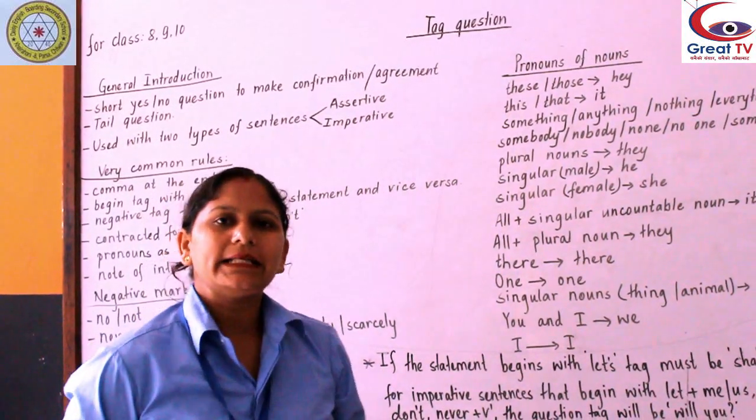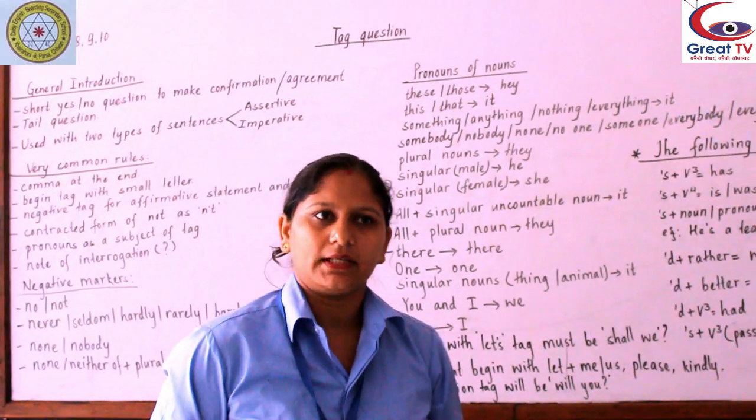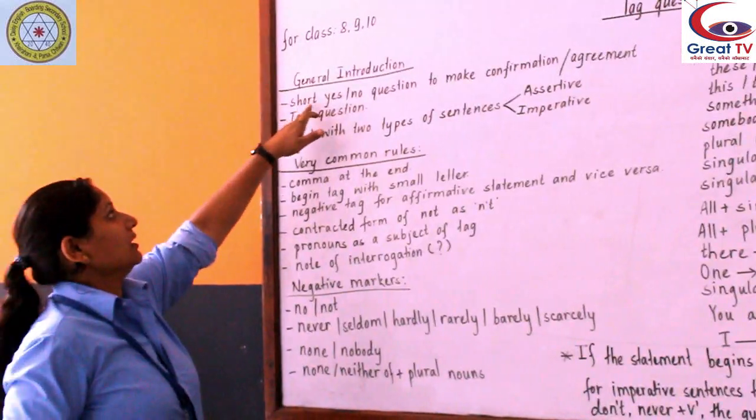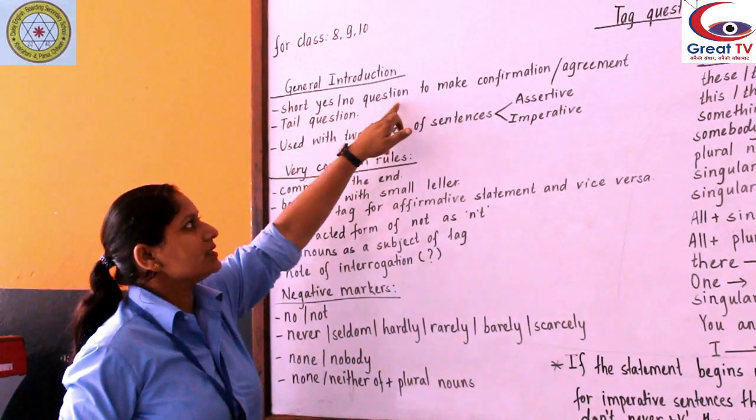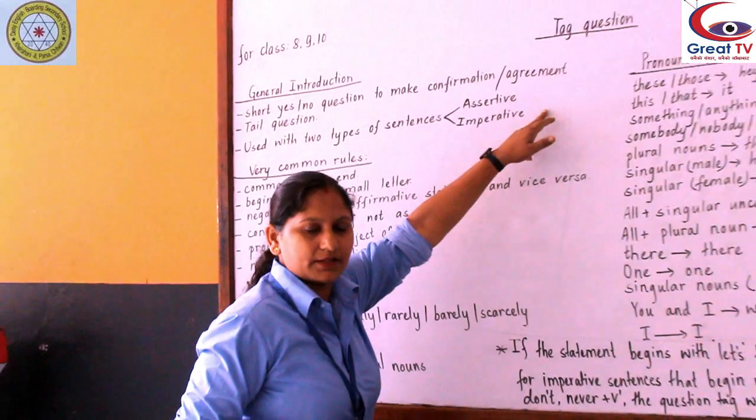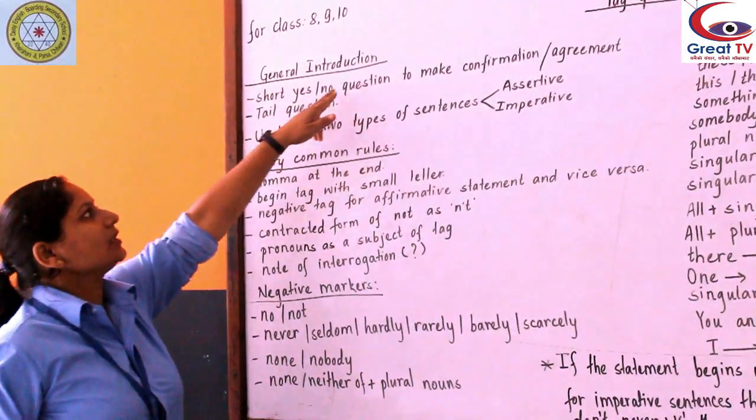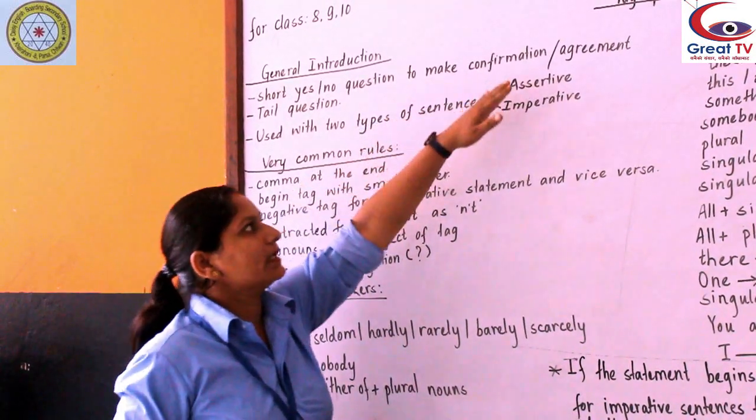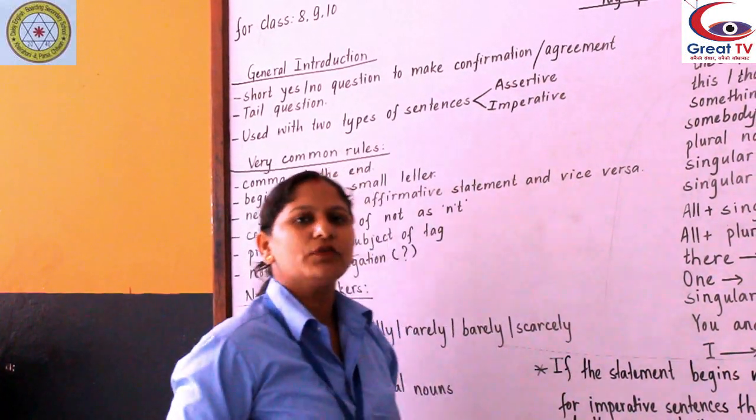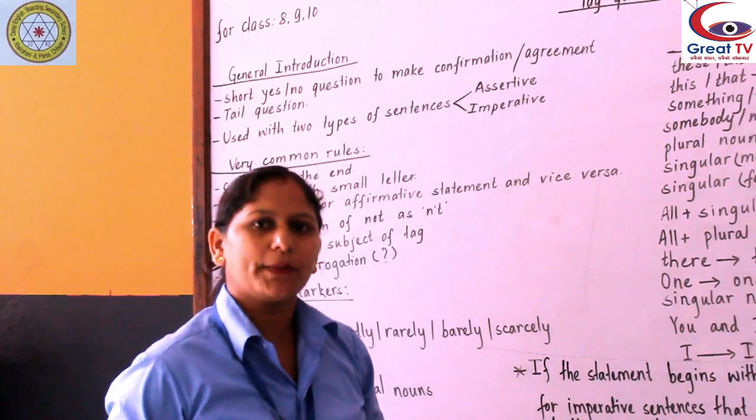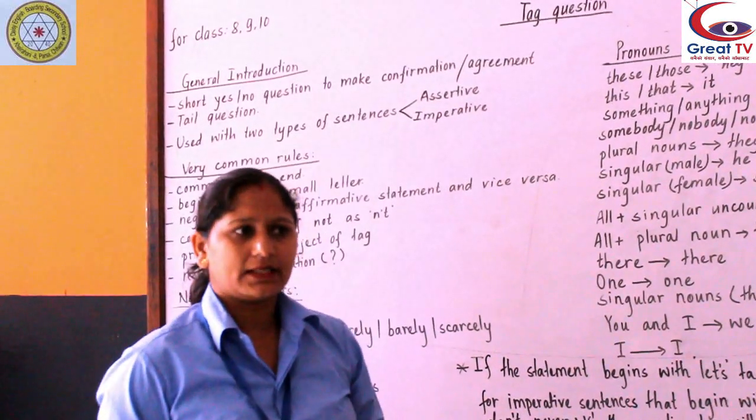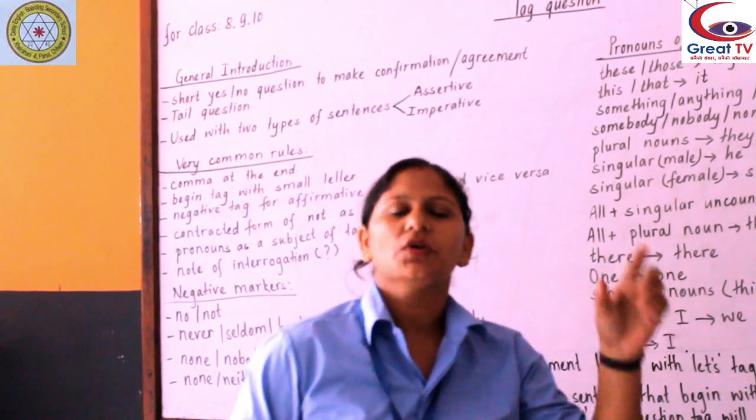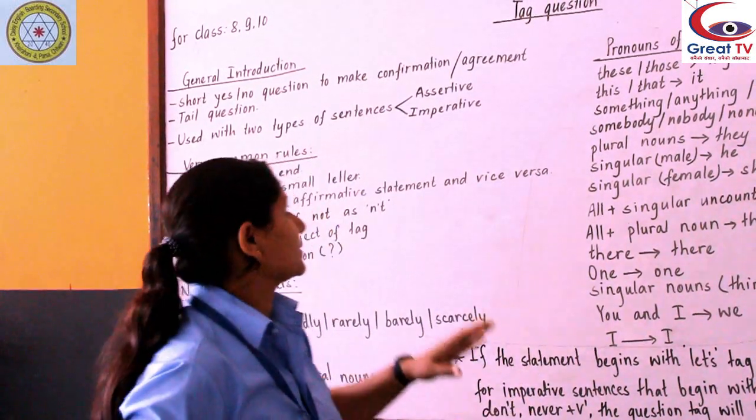Tag question. First of all, what is a tag? What is a tag question? Let me give you the general introduction. Tag questions are short yes-no questions to make confirmation or agreement. A tag question is a short yes-no question that is asked to make confirmation or to make agreement. If you need confirmation on some topic, then you ask a short question like isn't it, aren't you, have you. Such very short questions are called tag questions.